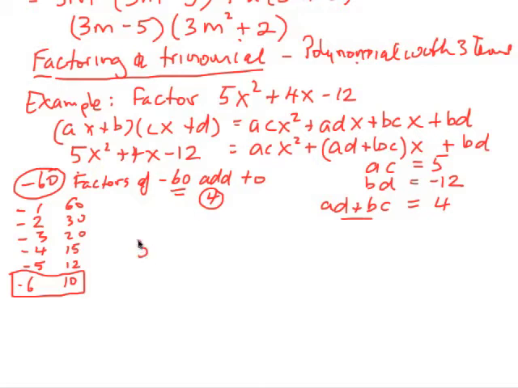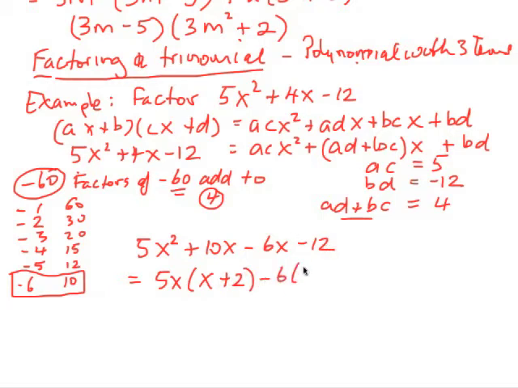So what I do here then is say, well, I have 5x squared, and I use my grouping method. Instead of putting 4x here, I'm going to put 10x minus 6x minus 12. And so this is going to be equal to 5x, and I take out, using my grouping method, x plus 2. Here I have a negative 6, and I have an x plus 2. And so I end up with x plus 2 by 5x minus 6. Alright, so basically that's how we go about doing it. We actually turn it into a grouping problem.